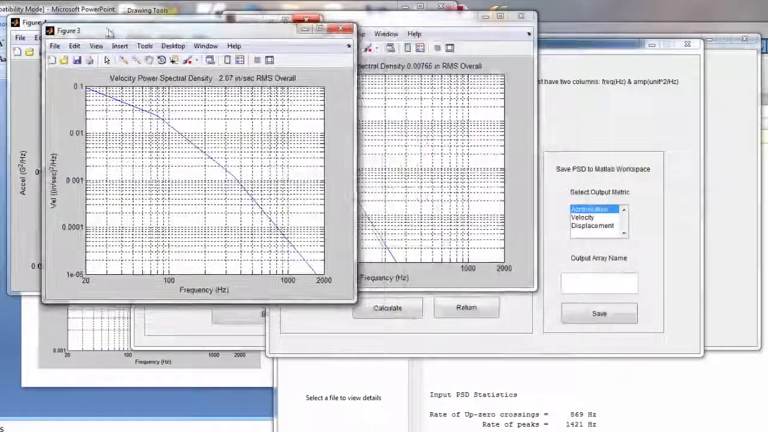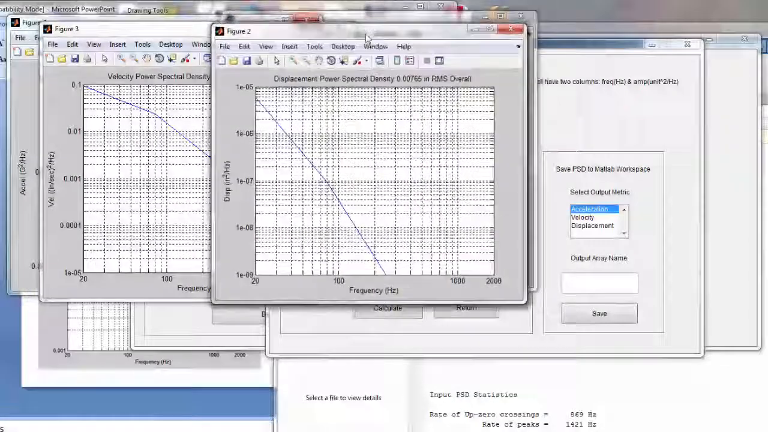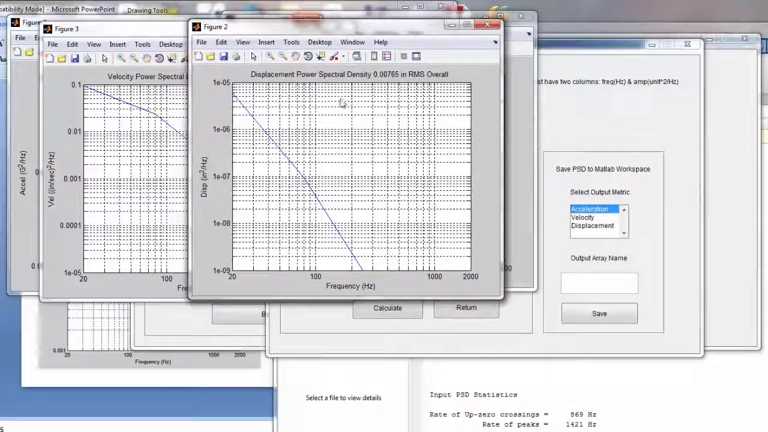And there's one more plot, actually 2 more. Here's the corresponding displacement power spectral density. We have inches squared per hertz versus frequency in hertz, with the overall level shown there.